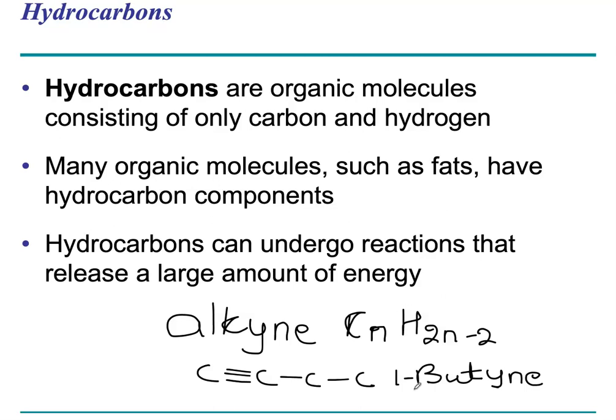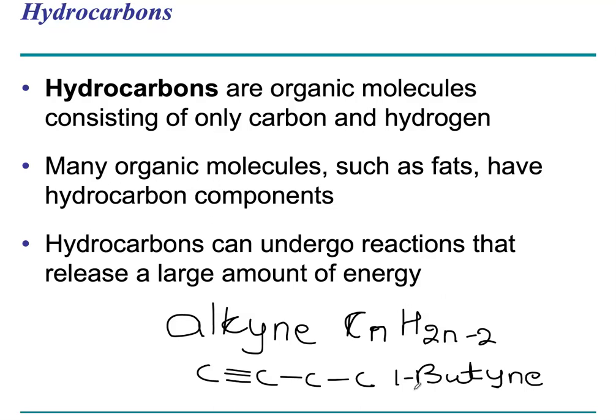The next one is alkene. Alkene's generic formula is CnH2n, and if, let's say, the double bond was in the second carbon, then you would go 2-butene, E-N-E, from the alkene.